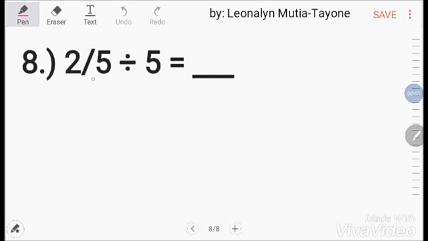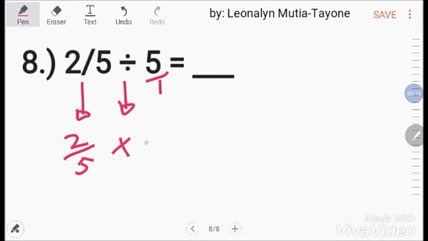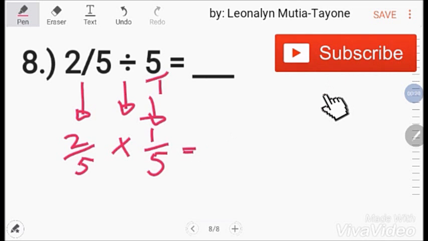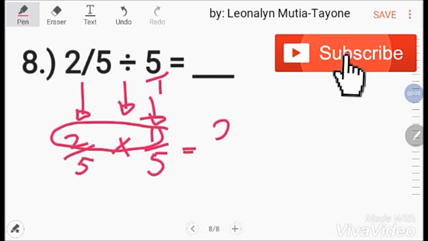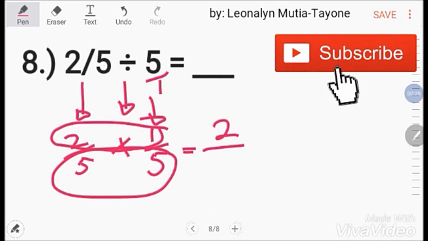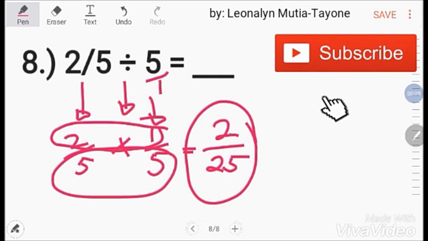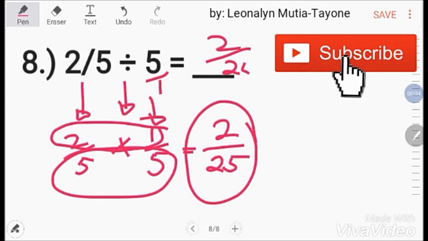Number 8. 2 over 5 divided by 5. Dividend, kukopyahin. Division sign maging multiplication. Si 5 na may denominator na 1 ay babaliktarin. That is 1 over 5. Numerator to numerator, multiply mo. Denominator to denominator, that is 25. Yan na yung pinakasimplest na fraction dito, 2 over 25. So, the answer is 2 over 25.